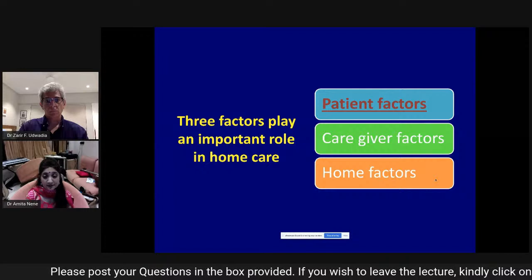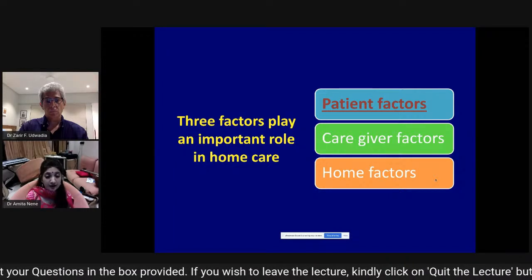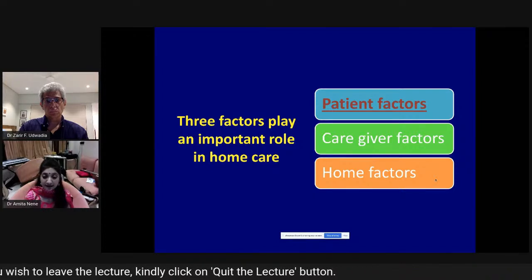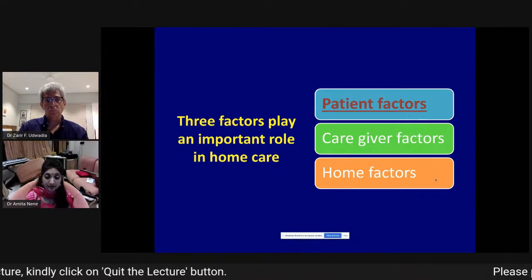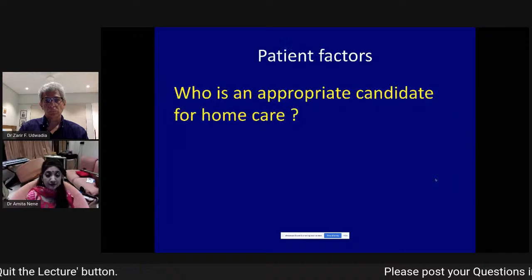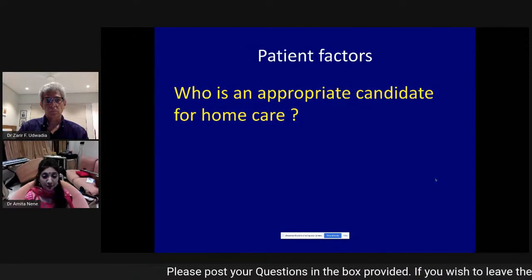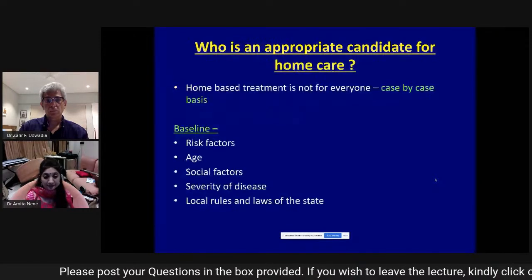So 3 factors play a very important role in providing home care to COVID patients. These are patient-related factors, caregiver-related factors, and home-related factors. So let's first talk about the patient-related factors. So most important question, who is an appropriate candidate for home care?